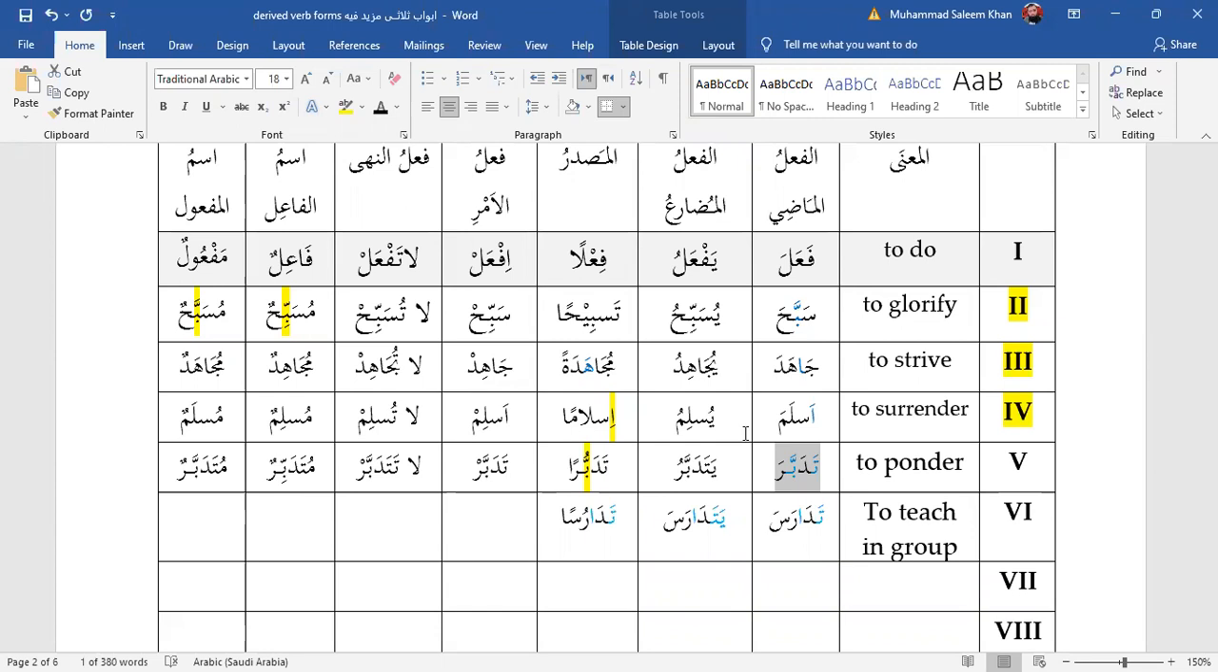Zawwajnahum bihurin een. So Allah subhanahu wa ta'ala refers to himself that we will marry them to the hurin een, right? So the person is not marrying by himself. If someone is marrying himself, it will be tazawwaja, yatazawwaju, because you have to put in effort. So tazawwaju means to marry, but zawwaja, yuzawwiju, tazweejan is to marry someone to someone.